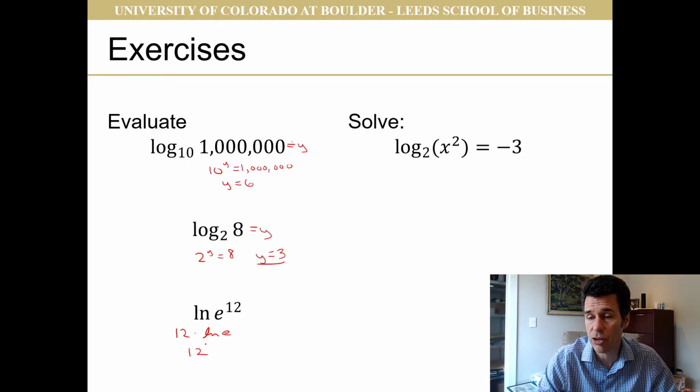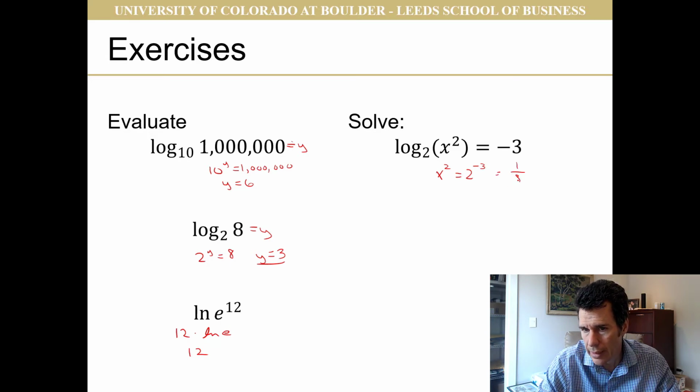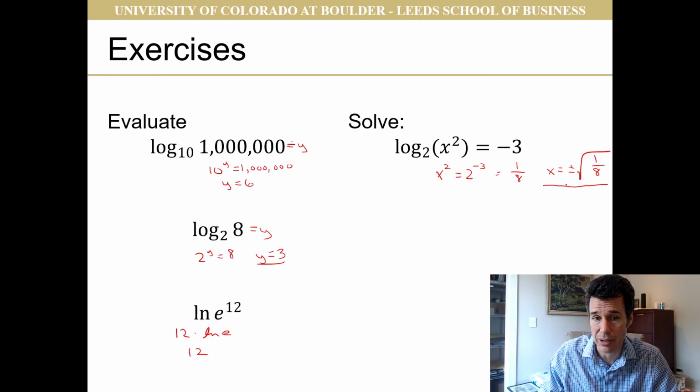Log base 2 of x squared equals negative 3. Okay, well, that means that x squared equals 2 to the negative 3, which is 1/8. So x equals plus or minus the square root of 1/8. Now, just a side note here, in your high school math class perhaps, this might not have been an acceptable answer because you would have had to simplify. I don't care about simplification. This is a perfectly reasonable answer. If you simplified it into something else, that would also be a perfectly reasonable answer.